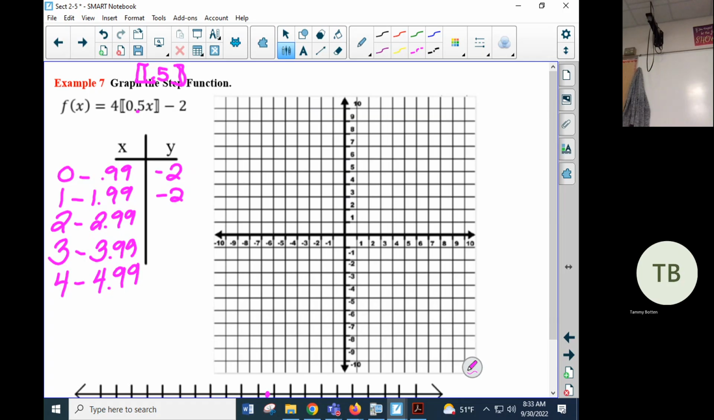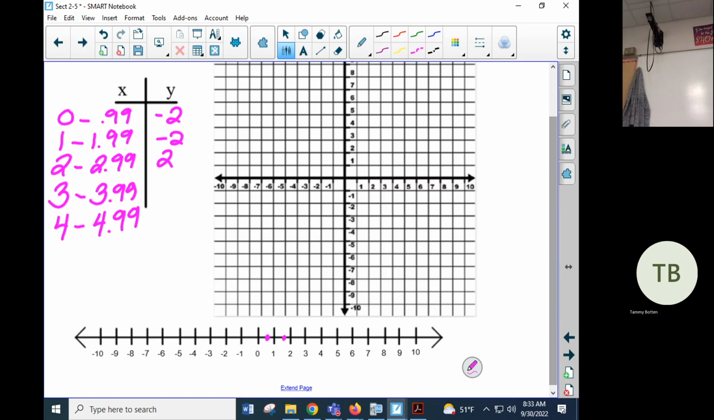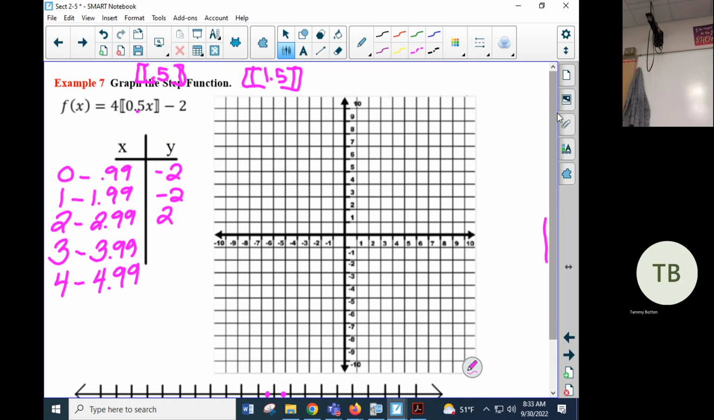So if I put 2 in there, half of 2, if you think of half of 2 as 1, 1 times 4 is 4. 4 minus 2 is a +2. If I put 3 in there, half of 3 is 1.5. So we would have to think about what is the greatest integer less than 1.5? Wouldn't it be 1? Right? So then we put 1 in there. 1 times 4 is 4. 4 minus 2 is 2.